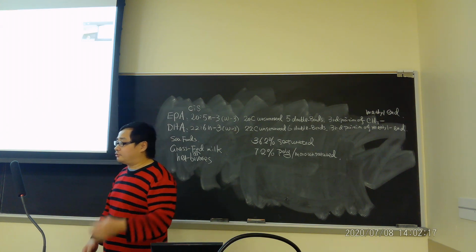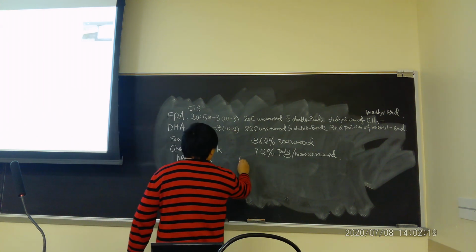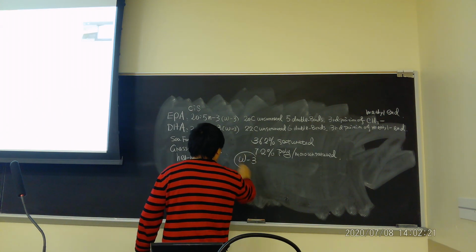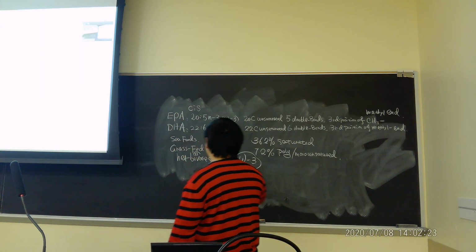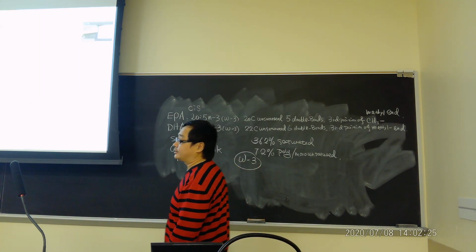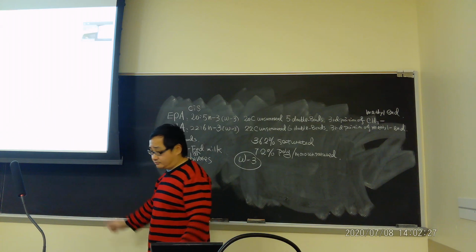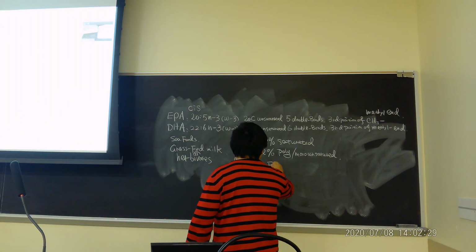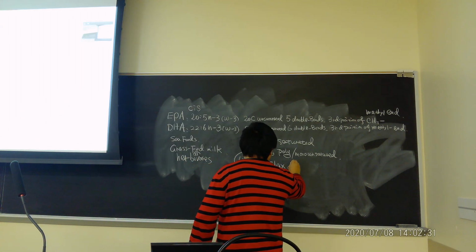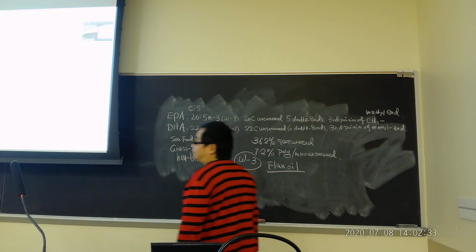When you see the label, what do they say? Omega-3, containing omega-3 fatty acids in the egg. Why is it expensive? Because the feeds have flax oil. Okay, that's a key point.